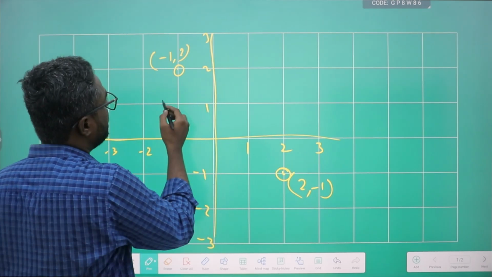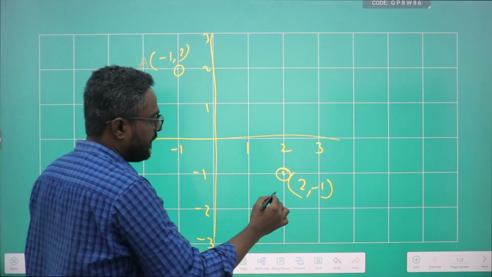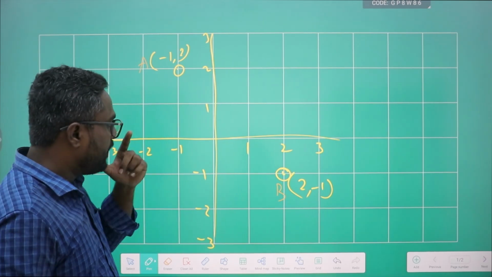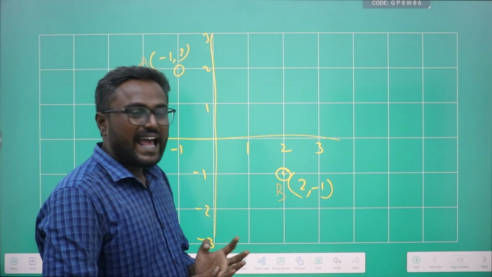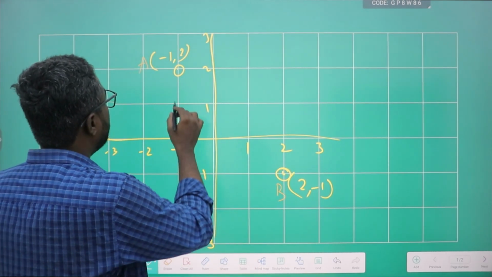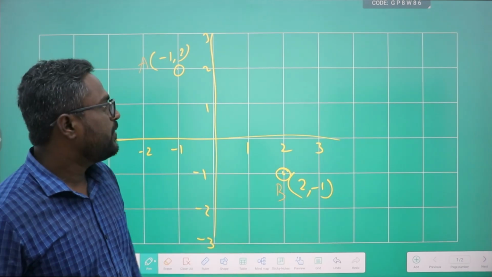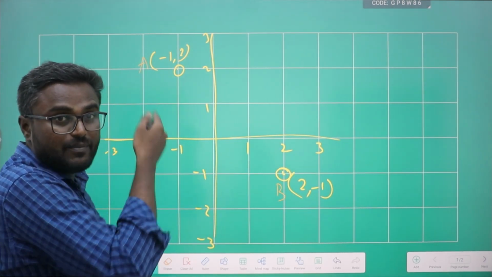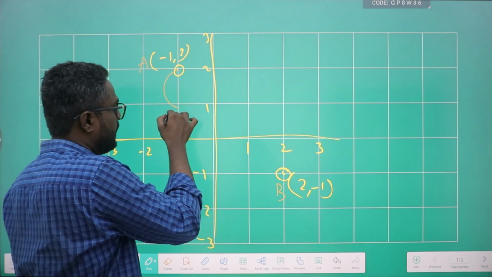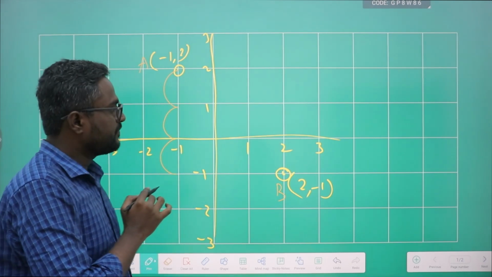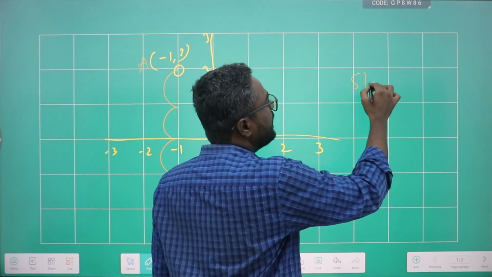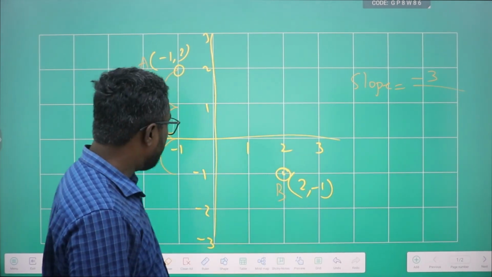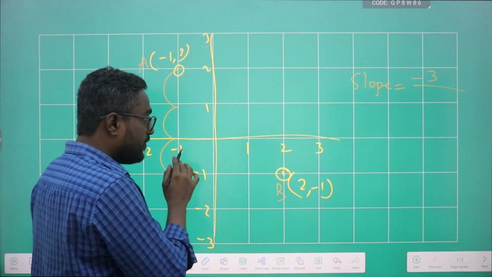Whichever way that we go, A to B or B to A, we are going to get the same answer as slope. So what do we do now? Let me see how many units I have to go up or down from A to B in vertical manner only. So 1, 2, 3. So slope is nothing but rise over run, and the rise is negative 3.